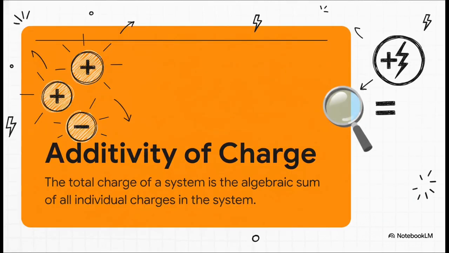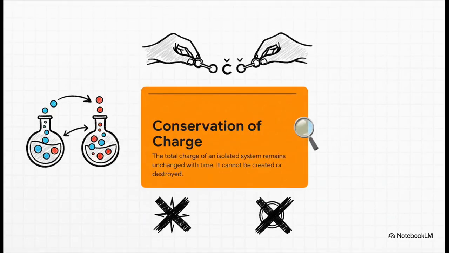All right, the next rule is, thankfully, super straightforward. If you want to know the total charge of an object, you just do the math. You add up all the positive charges, you subtract all the negative charges, and bingo, there's your answer. The total is just the simple algebraic sum of all the parts. Easy enough, right?